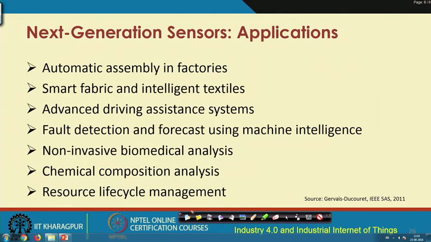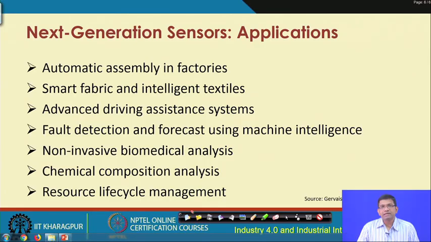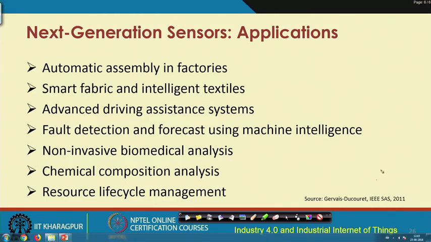So, there are different applications of next generation sensors, these intelligent sensors: automatic assembly in factories, smart fabric and intelligent textiles, advanced driving assistance systems, fault detection and forecast using machine intelligence, non-invasive biomedical analysis, chemical component analysis, resource life cycle management. These are some of the different applications of these next generation intelligent sensors.